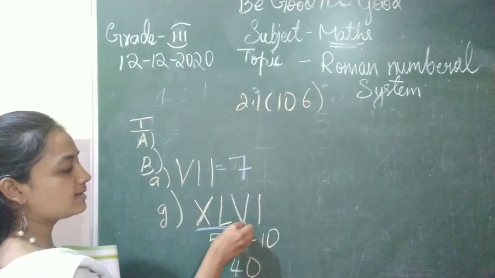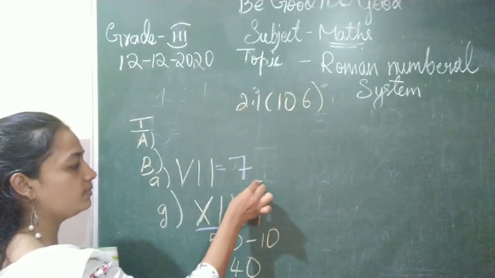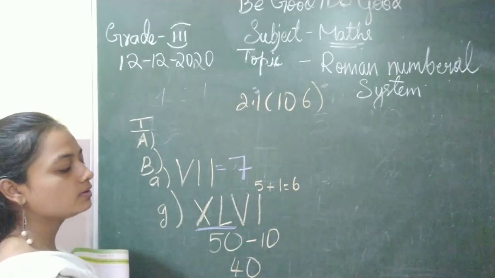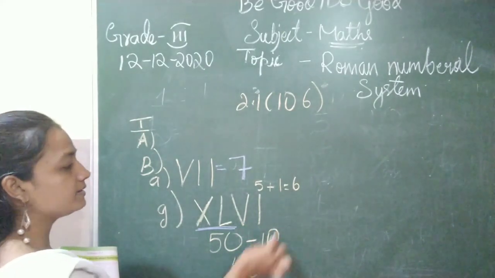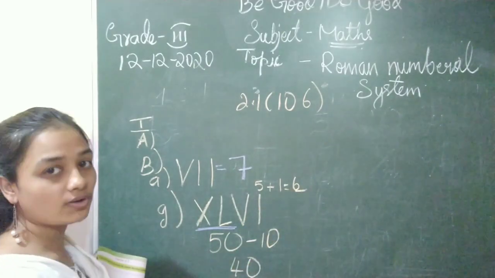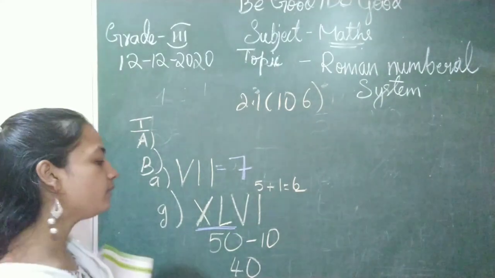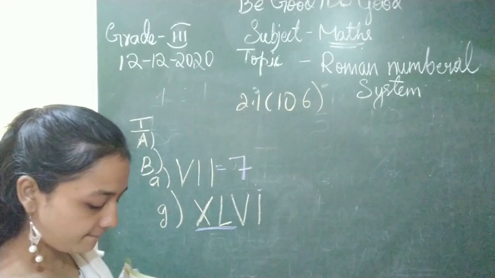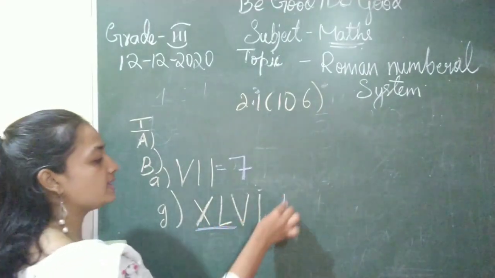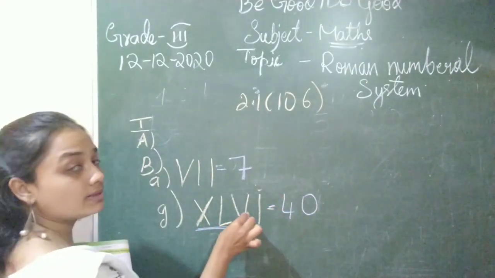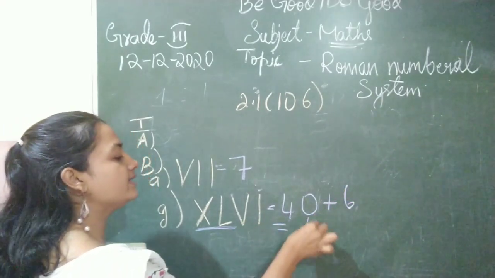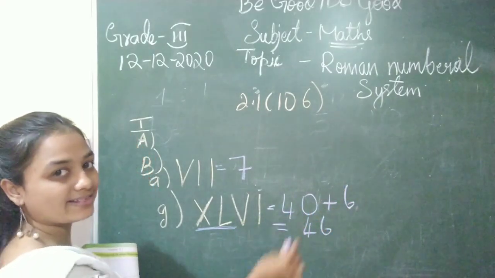Now, let's go for this symbol. This is 5 plus 1. That is equal to 6. So, what is the answer? 40 plus 6? 46. So, how to write this? I will show you here. You know this is 40 now. And you know the number here is 6. So, plus 6. Finally, it is 46. You should write the answer like this.